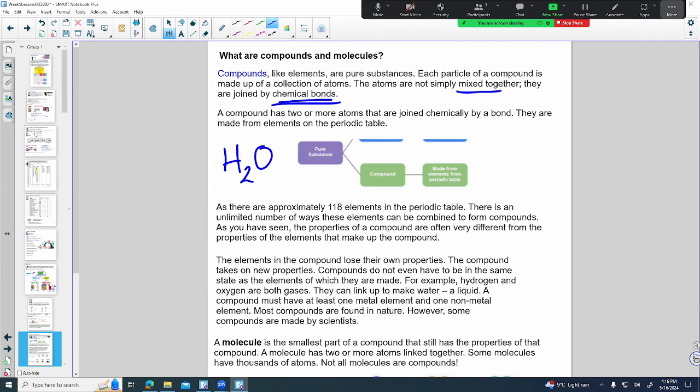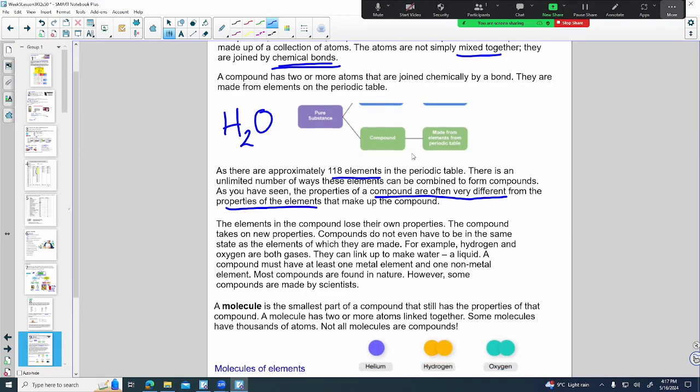As there are approximately 118 elements in the periodic table, there is an unlimited number of ways these elements can be combined to form compounds. Just like I mentioned, when you look at 26 letters in the alphabet, you can mix and match those letters to form different words. The properties of a compound are often very different from the properties of the elements that make up the compound.